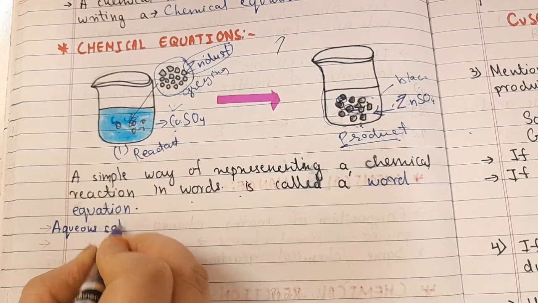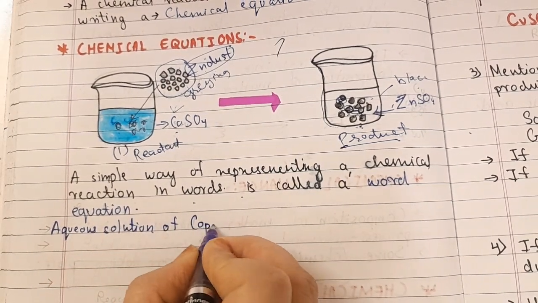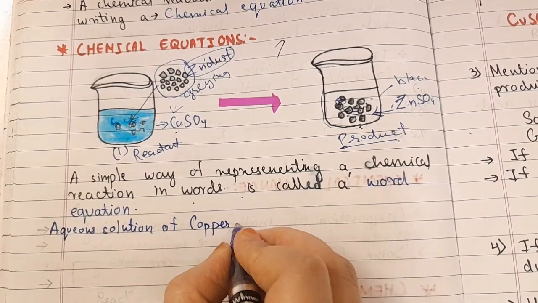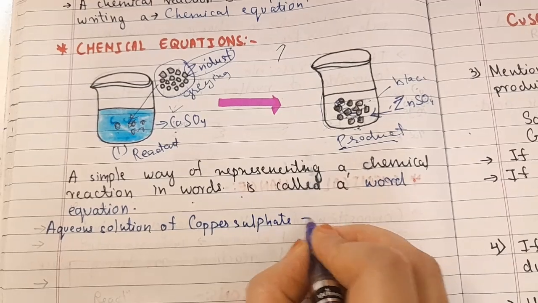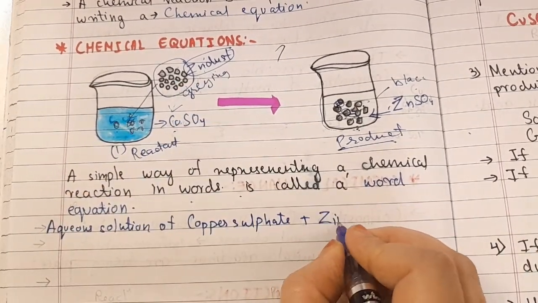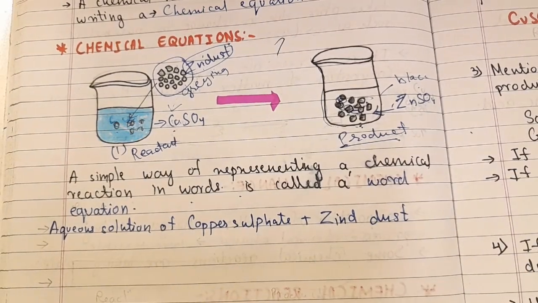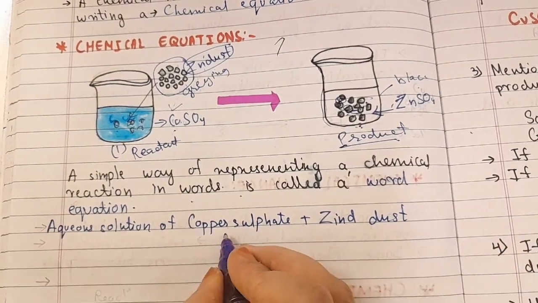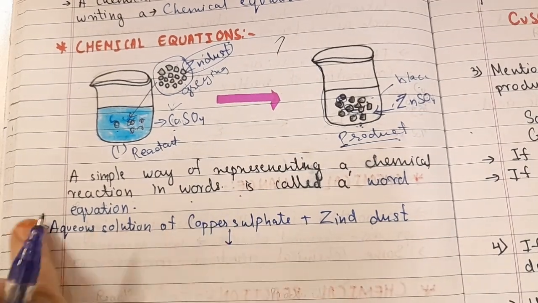Aqueous solution of copper sulphate. So here we are writing a word equation. Plus the next reactant we have is zinc dust. Instead of giving an arrow here, I am giving it downward because I don't have place here. Okay, so this is a reactant.